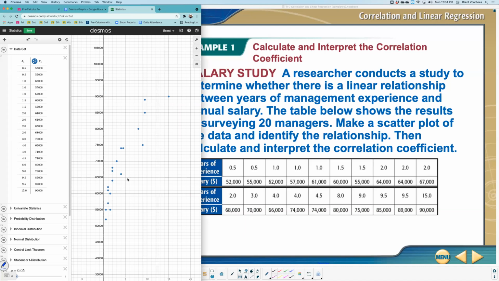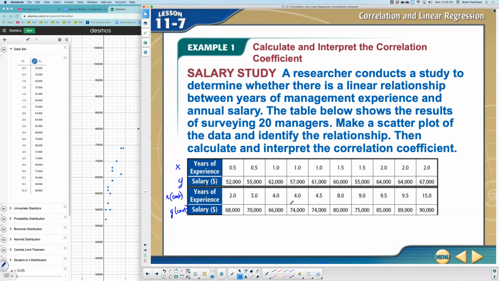And identify the relationship. Well, here's what I can tell you. There is a positive correlation here, or positive relationship, meaning that it is related. The more experience you have, the more you tend to earn. This is X. Remember, X was years of experience. As you go right along the X, years of experience, your salary seems to increase. That's the Y-axis, the salary. So there is a relationship, and I would call it positive because as you go right, you also go up. It would be negative if you went right and it went down. But this one goes up. So I would say that there is a positive relationship.